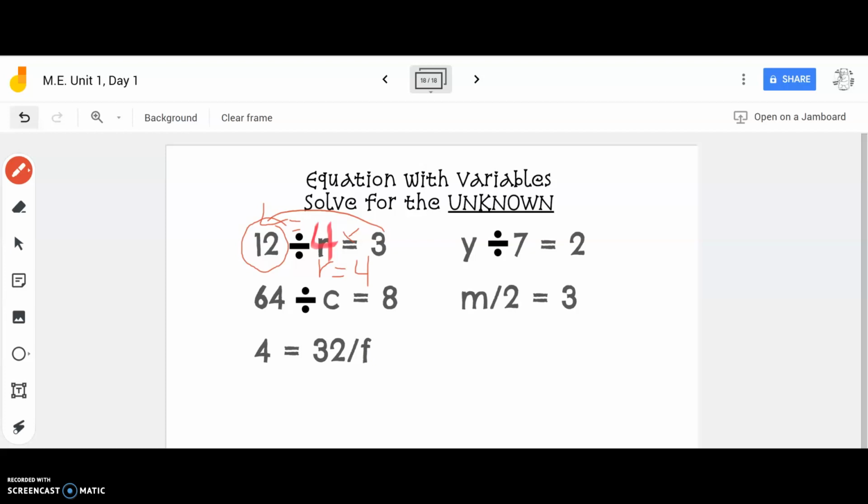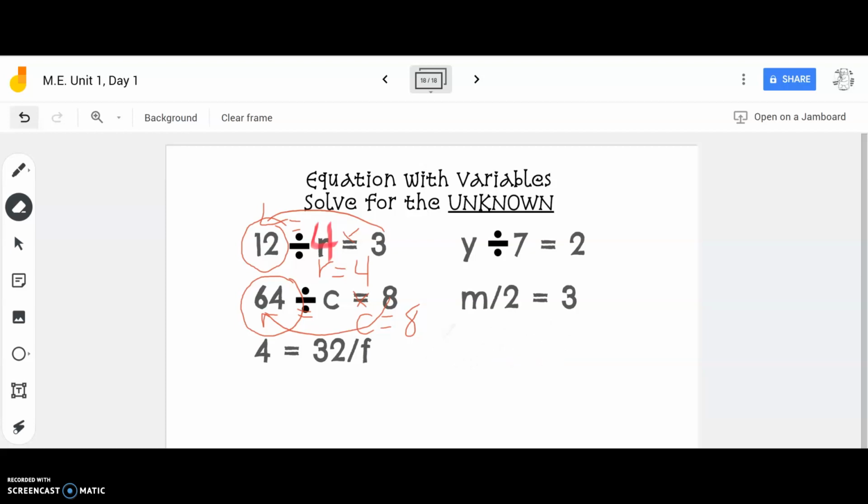64 divided by C equals 8. So I'm thinking, here's my whole. How many 8s fit into 64? I can skip count by 8s, or I can think backwards. 8 times what equals 64? This is a fact I know. So I know C equals 8 because 8 times 8 equals 64. I can work backwards.